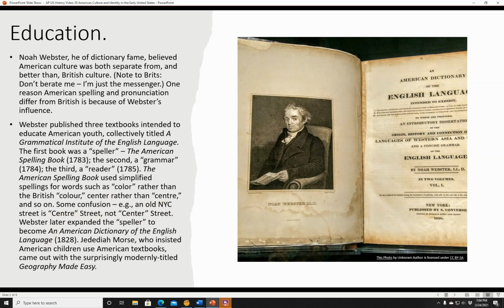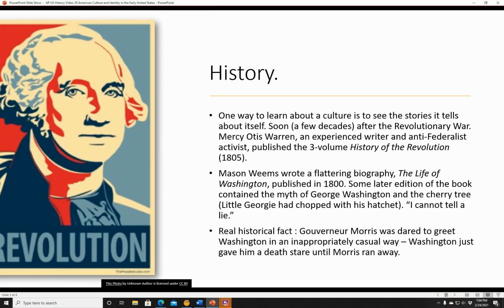Jedediah Morse, who insisted American children use American textbooks, came out with the surprisingly modernly titled Geography Made Easy. I mean, that sounds like something you'd see on a bookstore shelf or in a classroom today. It's Geography Made Easy. Anyway, let's move on.